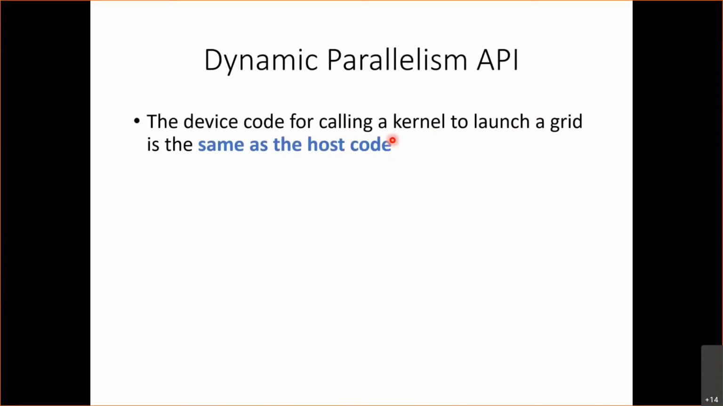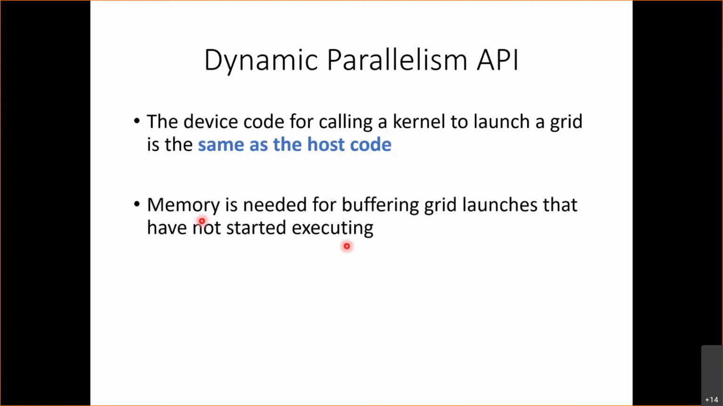However, when we are launching a grid from the GPU, if we have a very large number of threads, we're going to have a very large number of launches. And because we have a very large number of launches, not all of these launches will be able to run at the same time. So the device will have to save the state for these launches in some kind of buffer until they get their turn to run. Okay, so the information about the launches will be saved in some kind of buffer until they get their chance to run. And what this needs is memory. So we need memory to buffer the grid launches that have not started executing.